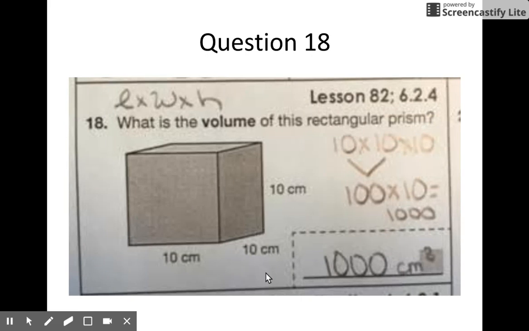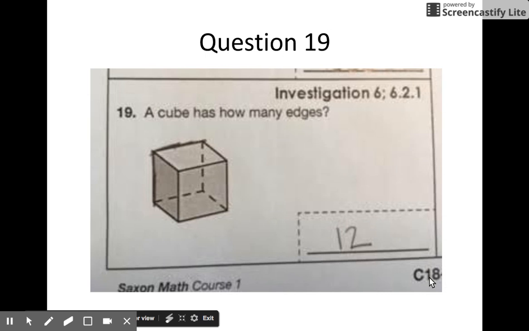Question 18. What is the volume of this rectangle? Remember a rectangular prism. The formula for volume is length times width times height. Therefore, I must take 10 times 10 times 10. 10 times 10 is 100, and 100 times 10 is 1,000. So the volume for this rectangular prism is 1,000 centimeters cubed.